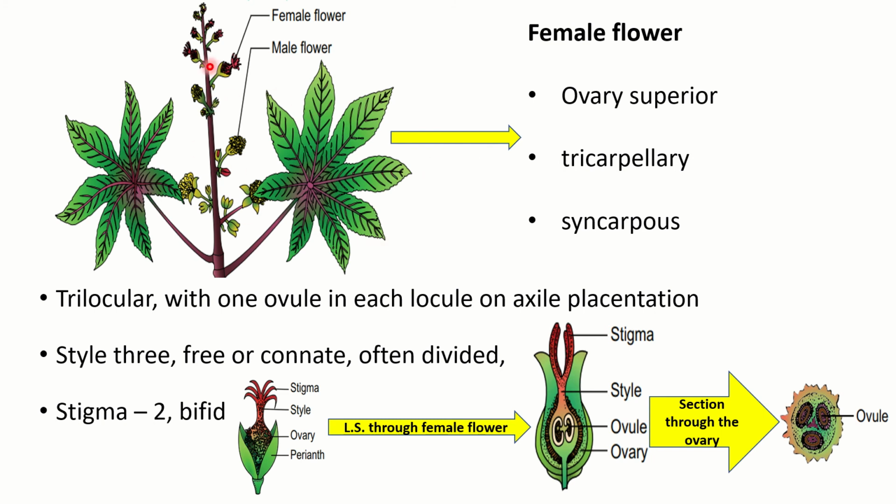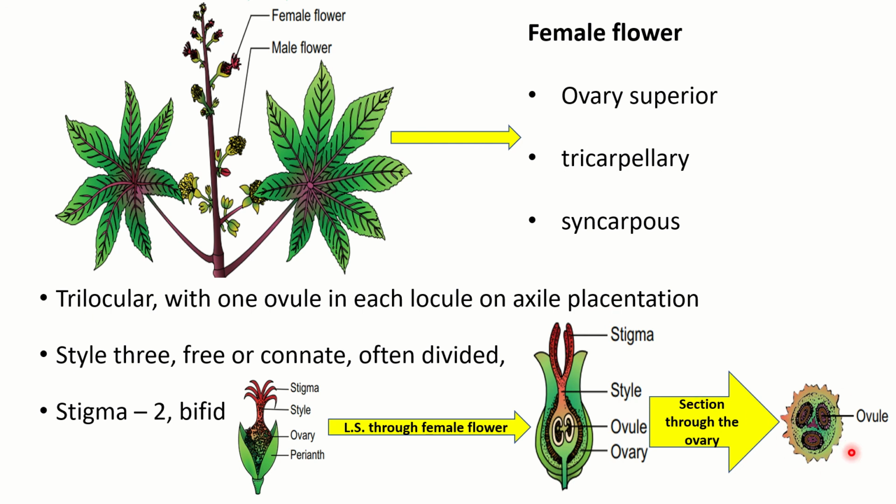Look at this carefully. This is the main branch. This diagrammatic representation shows you the branch with female flower and male flower. Female flower has got superior ovary. They are tricarpillary and syncarpous. Alright. Then trilocular with 1 ovule in each locule on axial placentation.